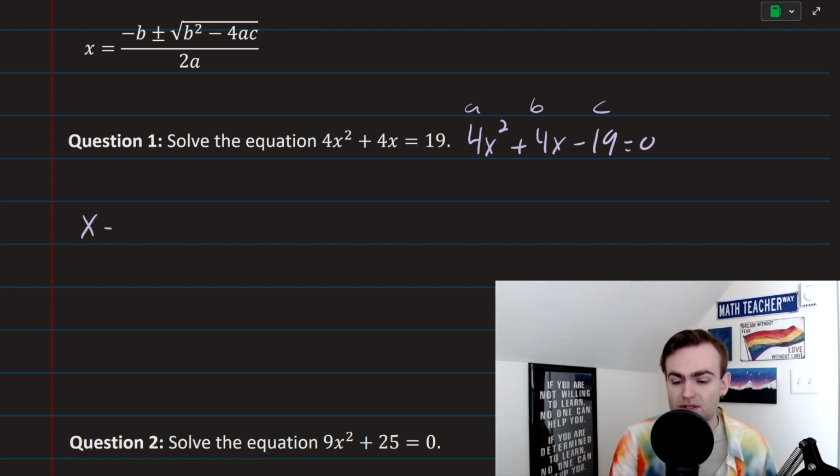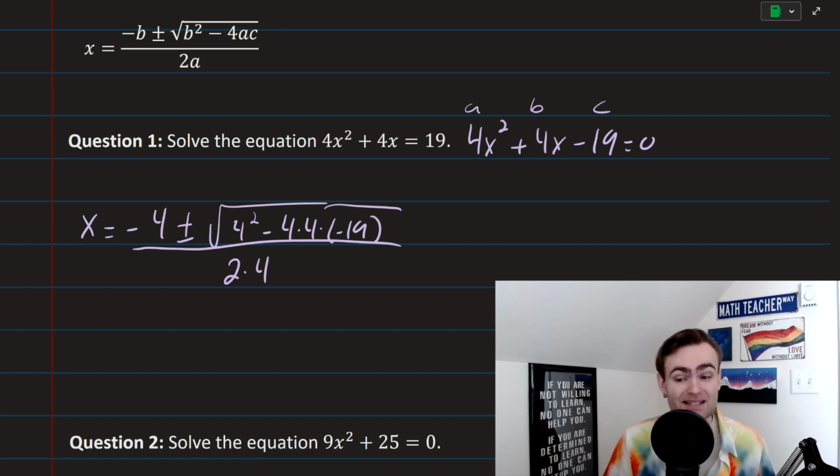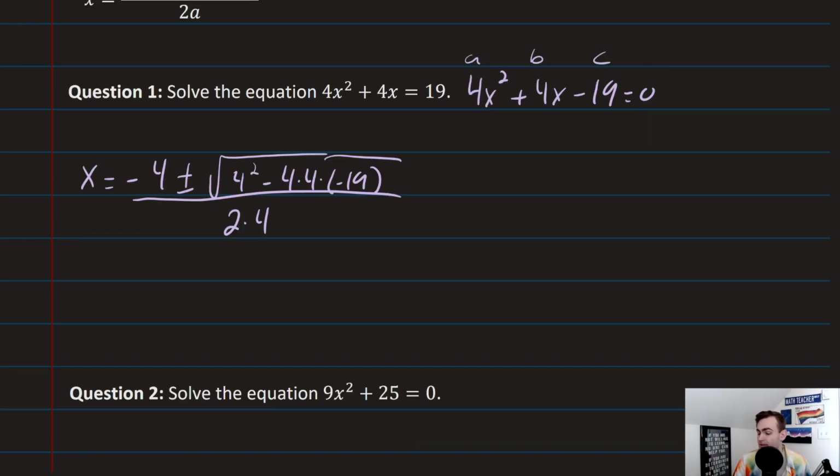So our solutions are equal to negative 4 plus or minus the square root of 4 squared minus 4 times negative 19, all over 2 times 4. Let's clean this up a little bit. 4 times 4 is 16 times 19 is awful. So we have 19 times 16. So 9 times 6 is 54.